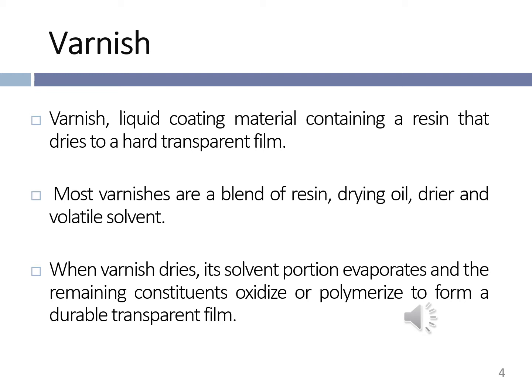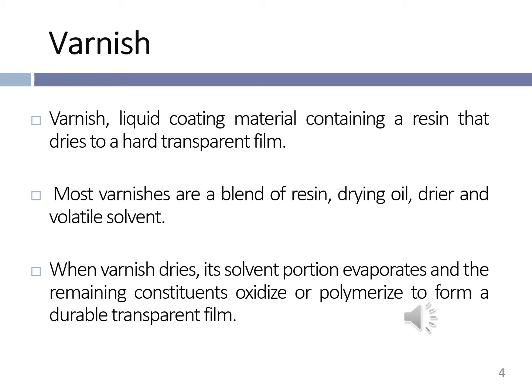Most varnishes are a blend of a resin, drying oil, dryer and volatile solvents. So what are the main ingredients or main components of varnishes? The following are the main components of the varnishes. These components are resin, drying oil, dryer and volatile solvents. So varnish is formed from the blend of these components. When varnish dries, its solvent proportion evaporates and the remaining constituents oxidize or polymerize to form a durable transparent film.